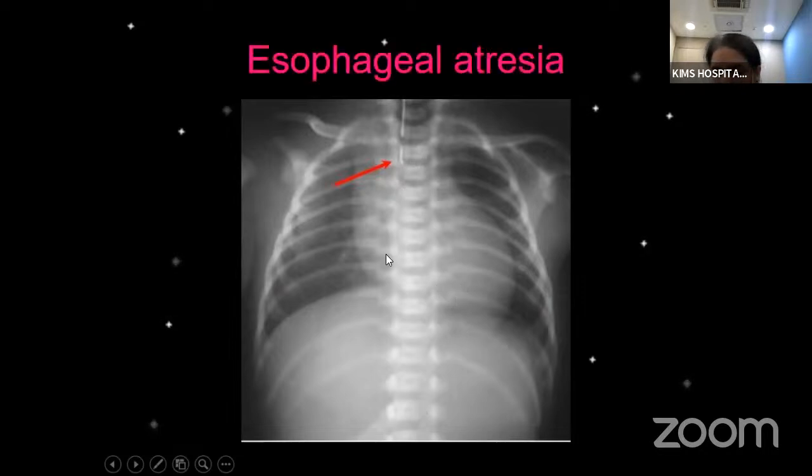Particularly if the X-ray is taken around half an hour after birth, this paucity of the stomach gas, when it should be present, is indicative of a baby with esophageal atresia.